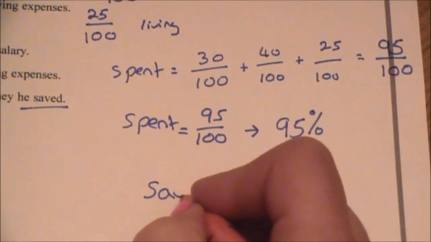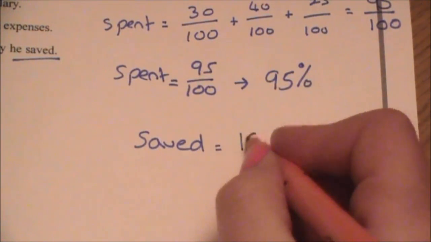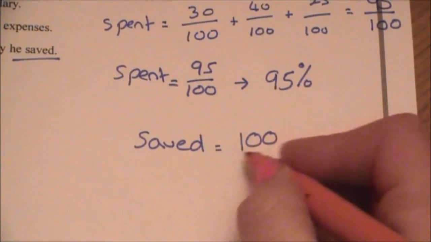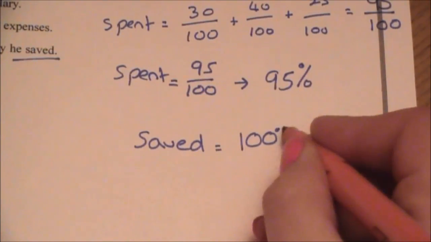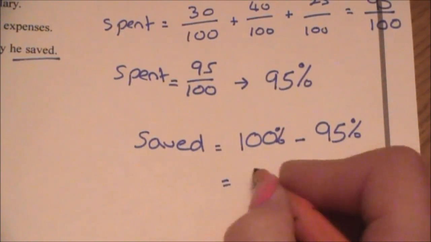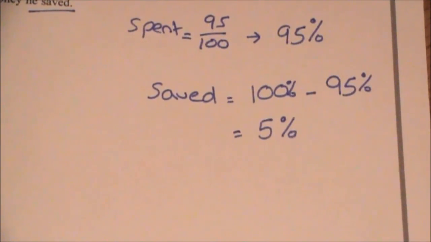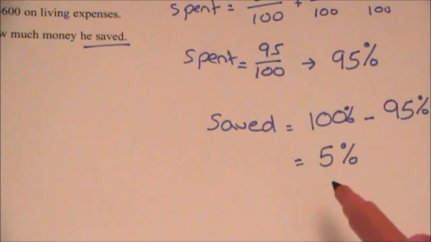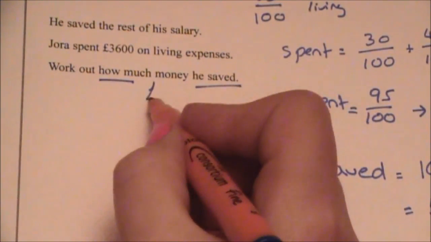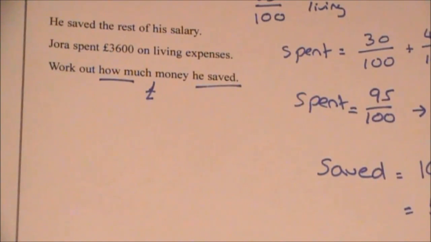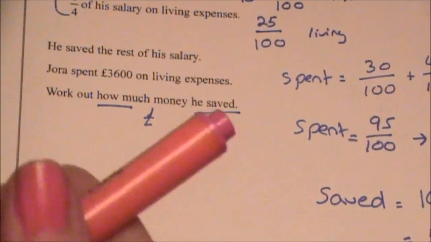From that, I can work out the proportion that he saved. And he saved the original 100% of his salary less the 95% that he spent, which means he's left with a saved amount of 5%. Now, that's great proportionally, but I want to know how much money he saved. So at some point, I need to calculate an amount. Now, the only information I have about an amount of money is here.